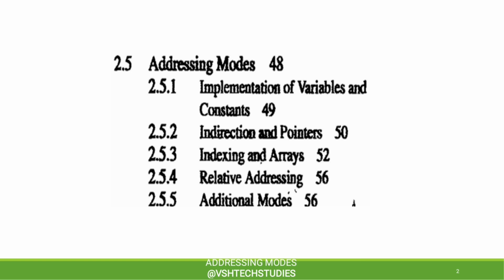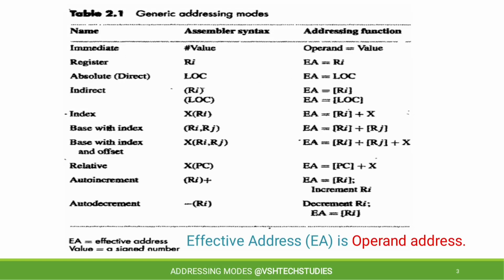This topic comes in chapter 2 under the topic number 2.5. So this table 2.1 lists all addressing modes. The names of addressing modes being immediate, first one, second one register, third absolute, fourth indirect, fifth index, sixth base with index, seventh base with index and offset, eighth relative, ninth auto-increment and 10th auto-decrement addressing mode. Here EA means effective address. It is the address of the operand.